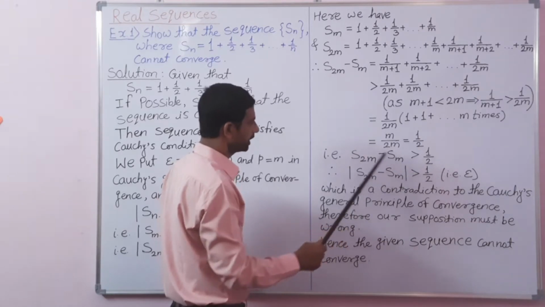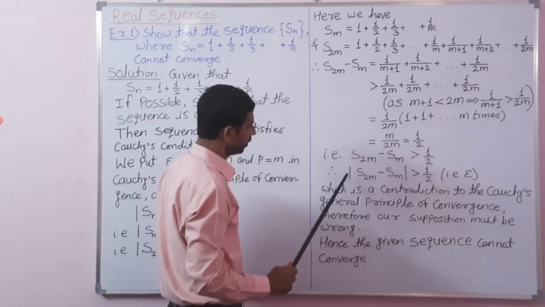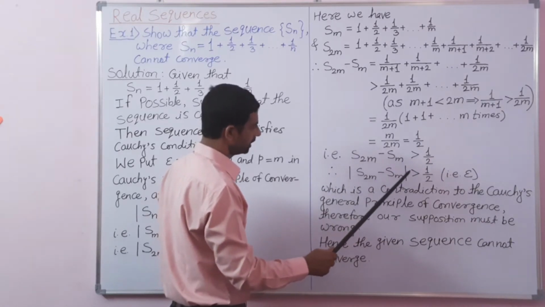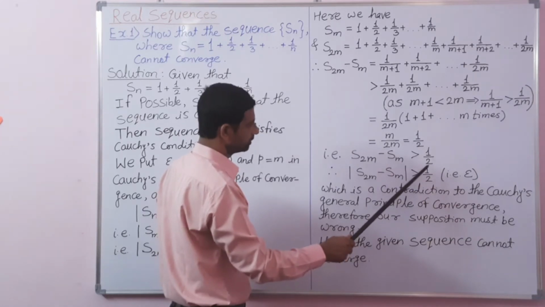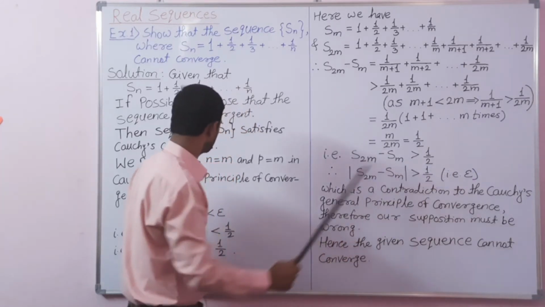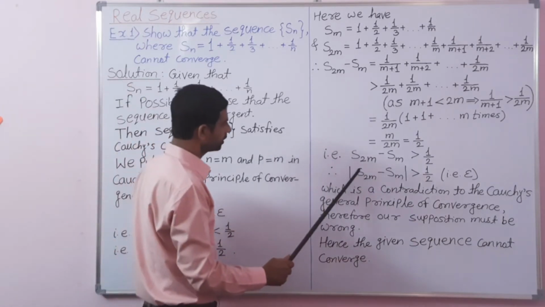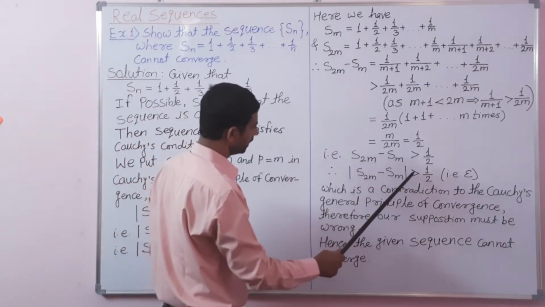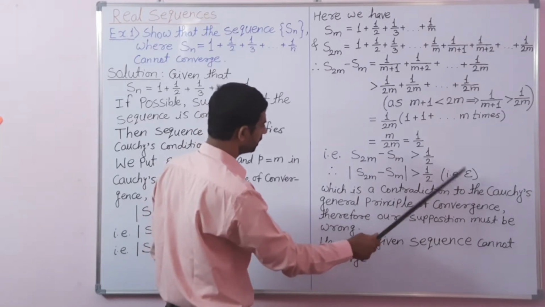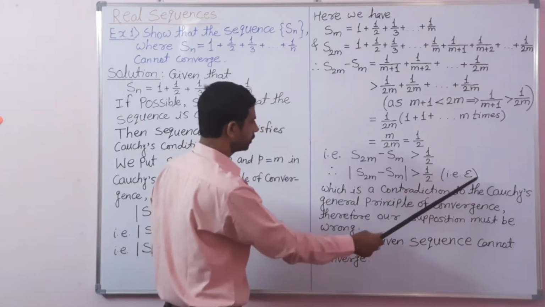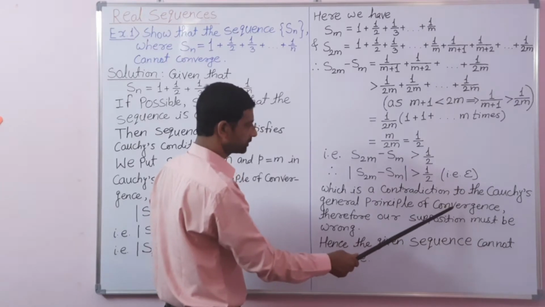Okay. So if we take the modulus, therefore mod of S2m minus Sm is greater than 1 by 2. But 1 by 2 was our value of the epsilon, as we have considered earlier. Epsilon was 1 by 2. So we got modulus of S2m minus Sm greater than 1 by 2, which means greater than epsilon, which is a contradiction to the Cauchy's general principle of convergence.